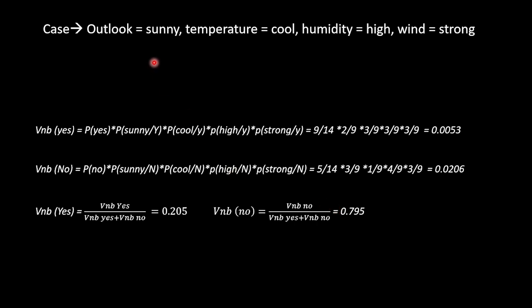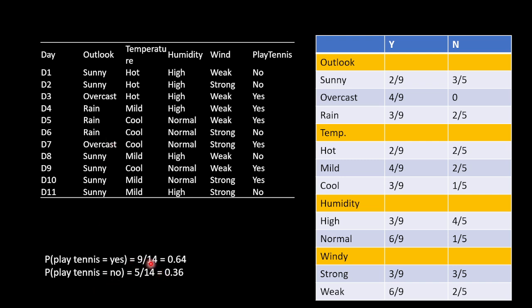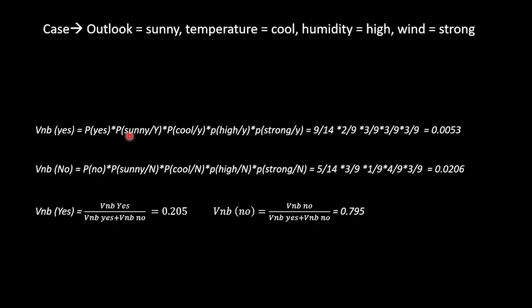Then imagine you have a case where your machine has already learned with the data that we have imported to it. So outlook is sunny, temperature is cool, humidity is high, wind is strong. This combination may not be there in the table. If that is the case, what will be your outcome? For that we are going to use the probability of yes, related to your table. So P of yes from the table we got 9 by 14. So this is your P of yes, and P of sunny given yes.